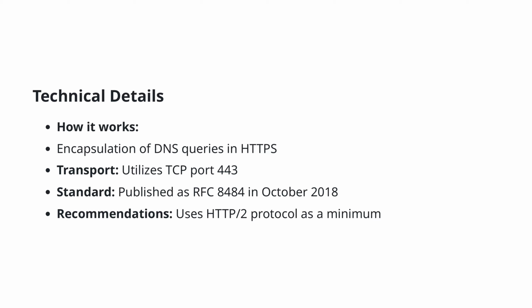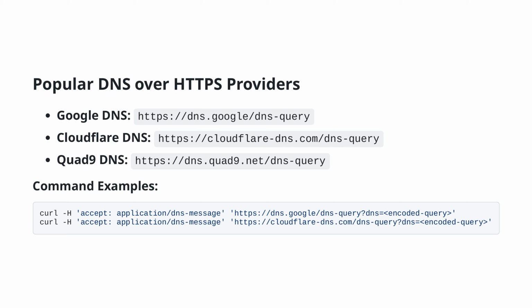In this slide, we will discuss popular providers that offer DNS over HTTPS services. Some of the leading providers include Google DNS, Cloudflare DNS, and Quad9 DNS. Each of these providers offers an endpoint to query DNS over HTTPS. For example, Google's endpoint is available at https://dns.google/query, while Cloudflare's is at cloudflare-dns.com/dns-query, and Quad9's can be reached at dns.quad9.net/dns-query.